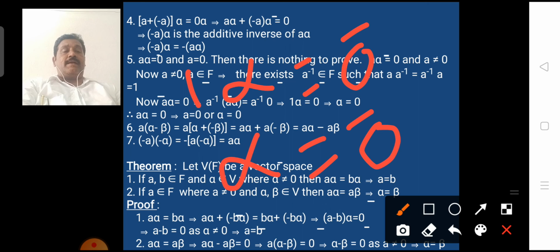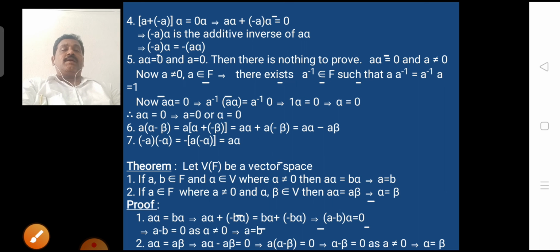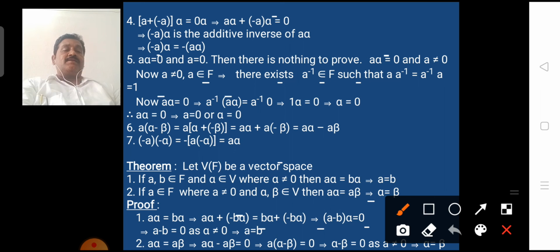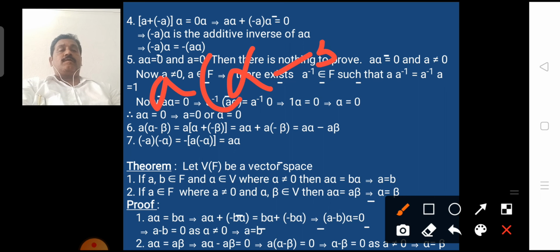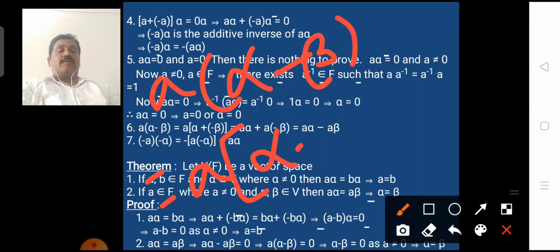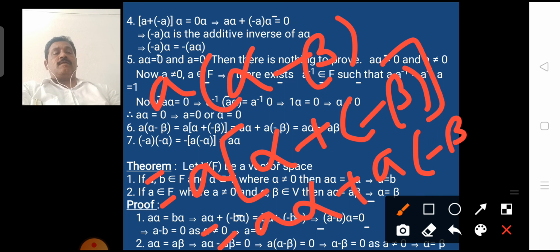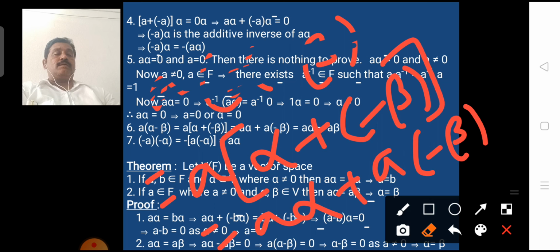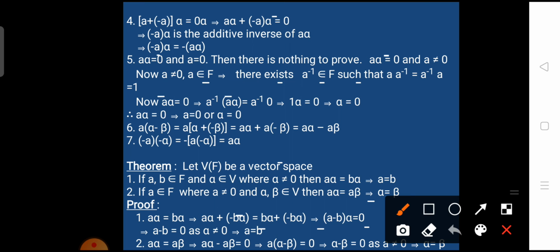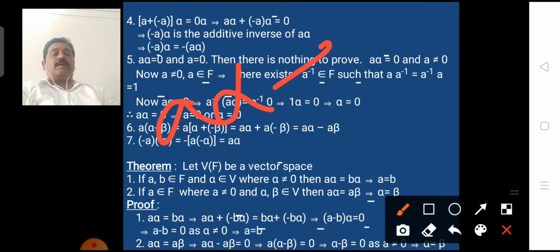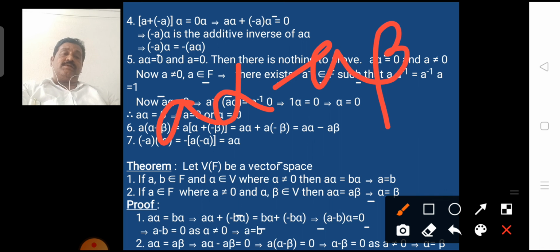And the next one is the sixth one, A into alpha minus beta equal to, we write A into alpha plus minus beta by distributive law, A alpha plus A into minus beta. That is A alpha minus A beta we get. So this is the proof for the sixth one.